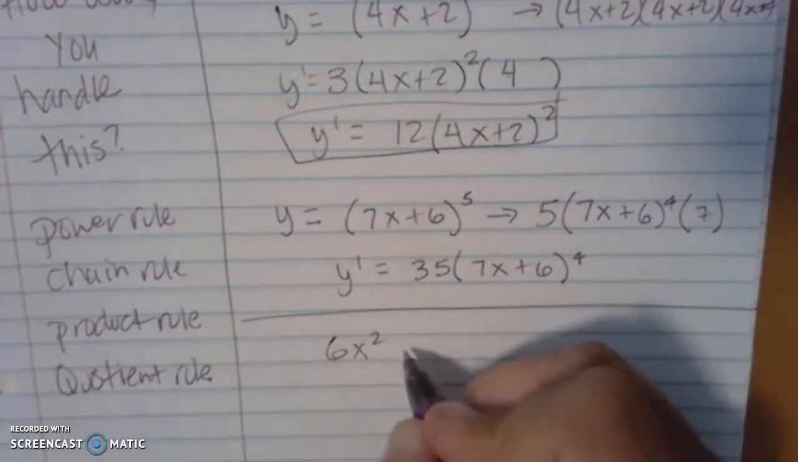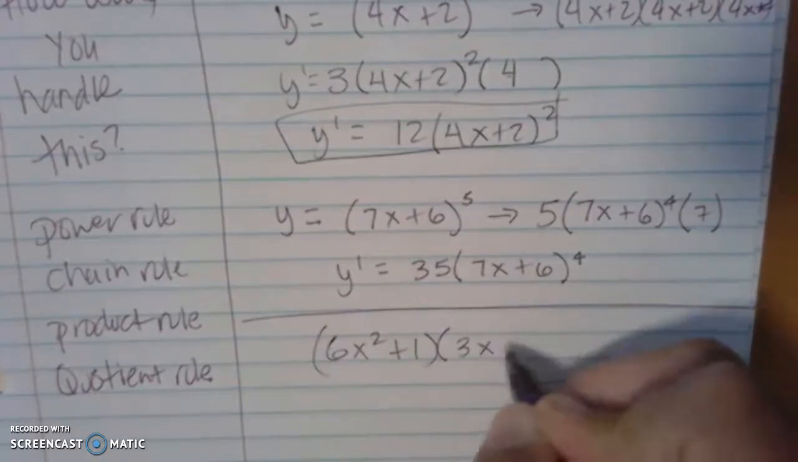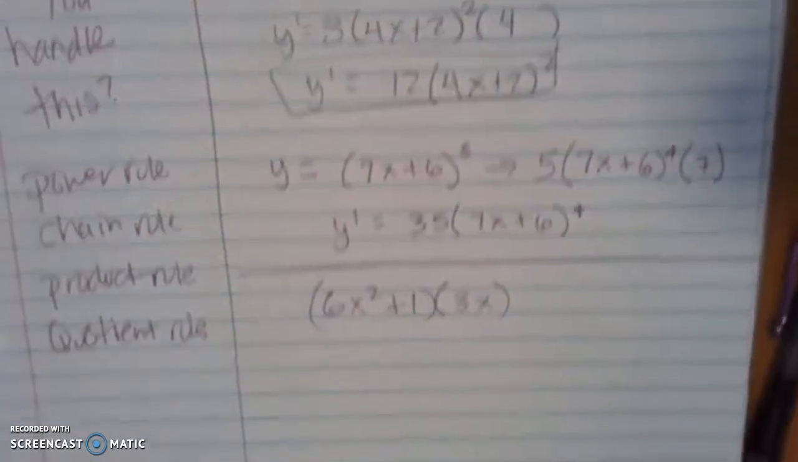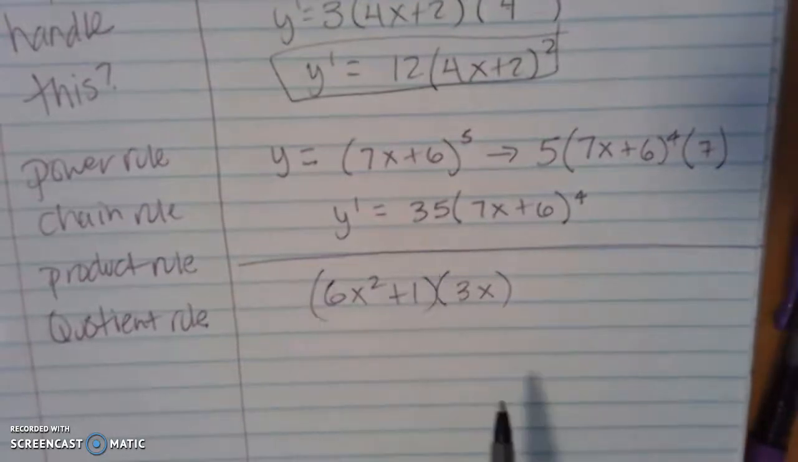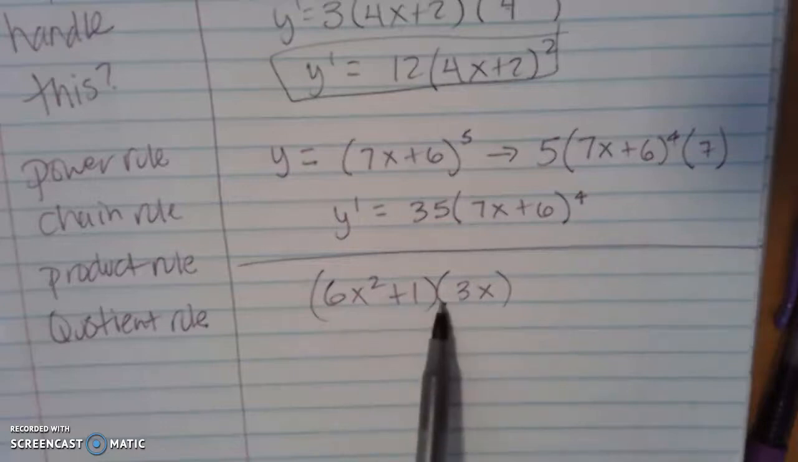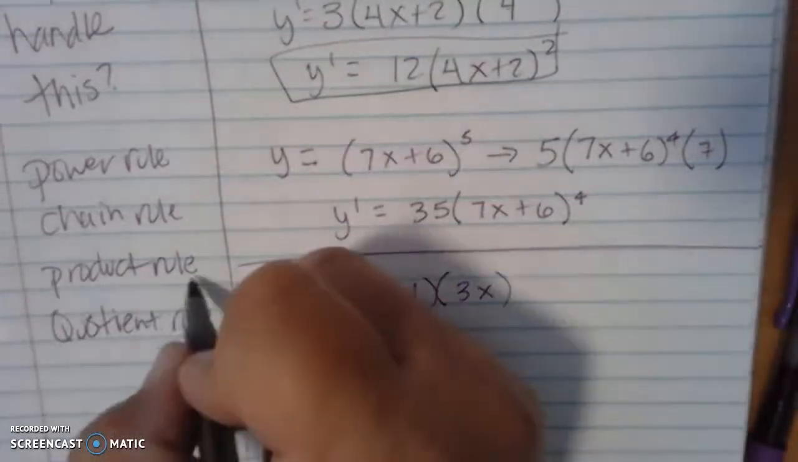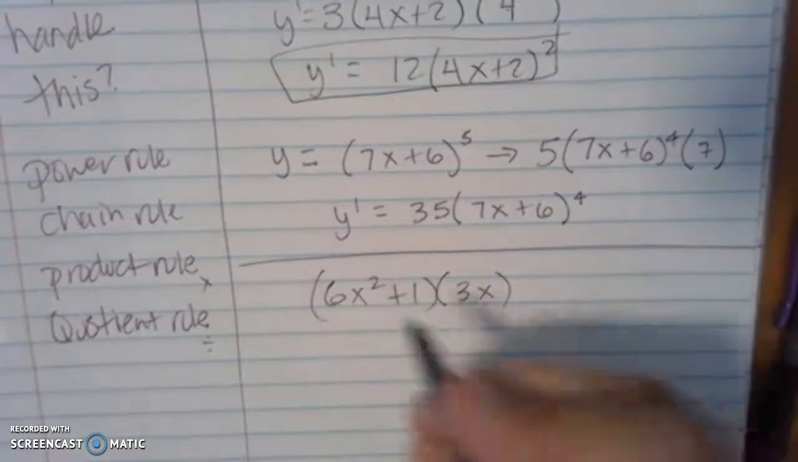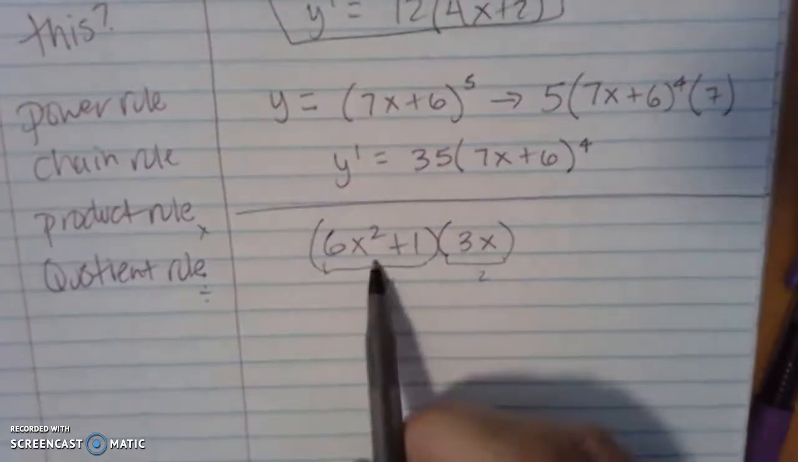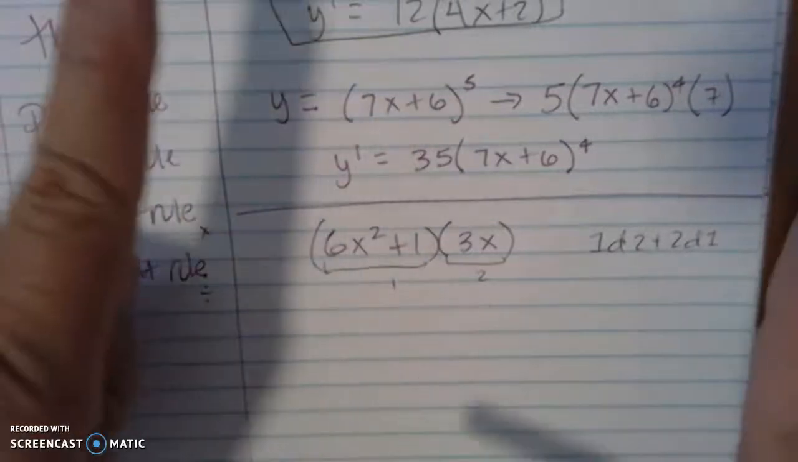What if I had something like 6x squared plus 1 times 3x? I'll just make it times 3x. What's happening here? There's no power to bring to the front, but I do see I have two things being multiplied together. When things are multiplied together, that's when you do the product rule. Quotient is when you're dividing. I'm labeling on paper the first term and the second term, and remember, this is 1d2 plus 2d1.